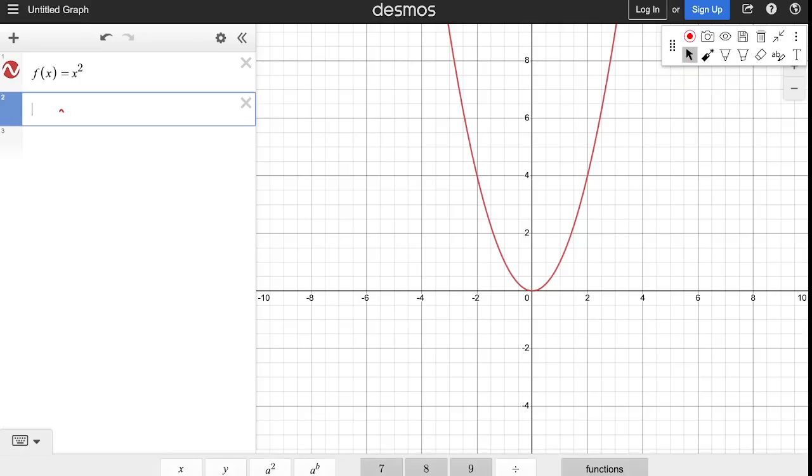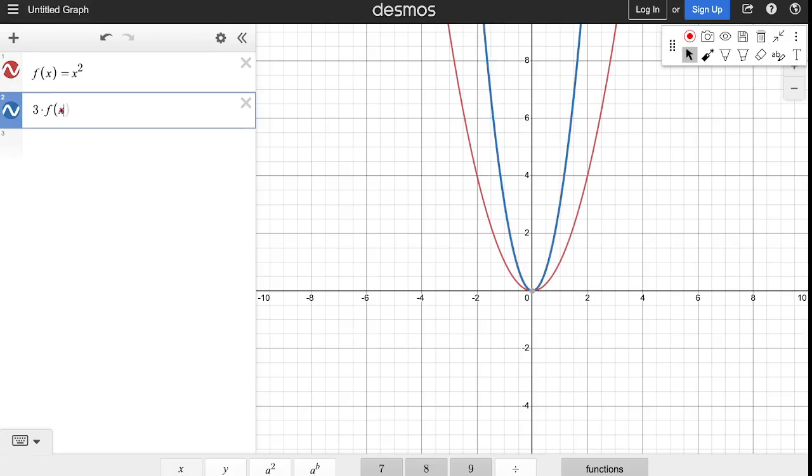And let's remember that's on the outside. So let's put a 3 times f of x. And so the blue one, you can kind of see that everything has been stretched upward.